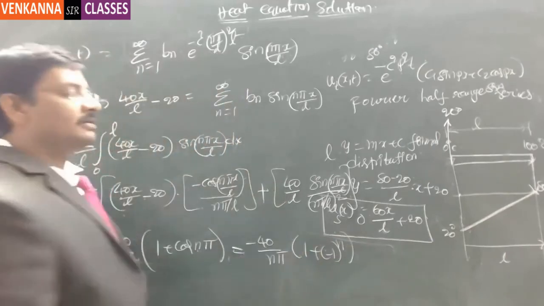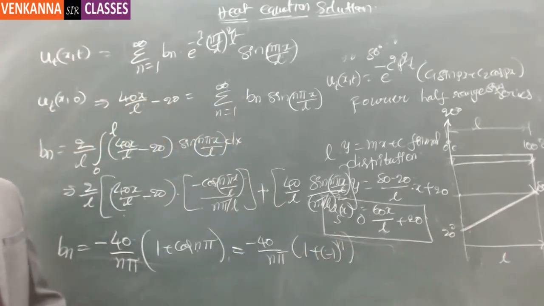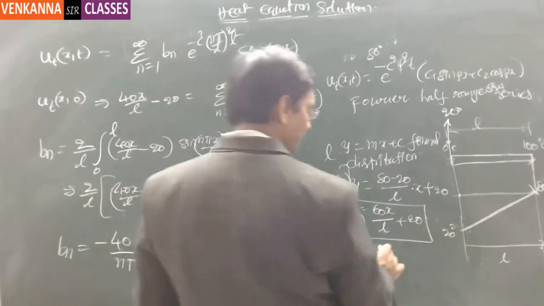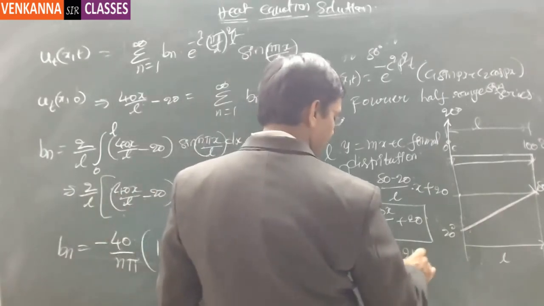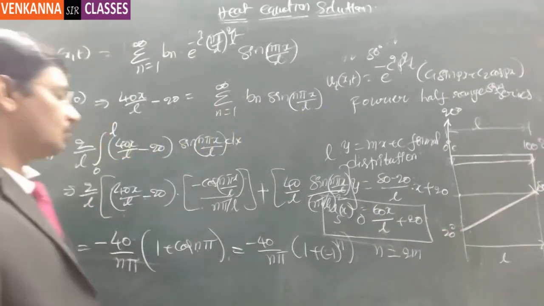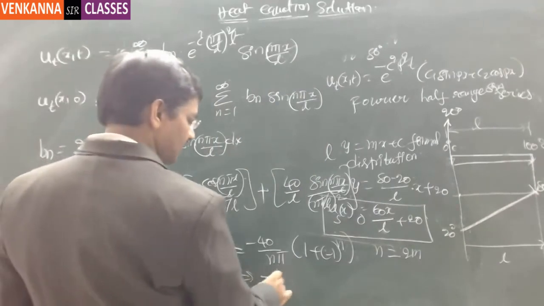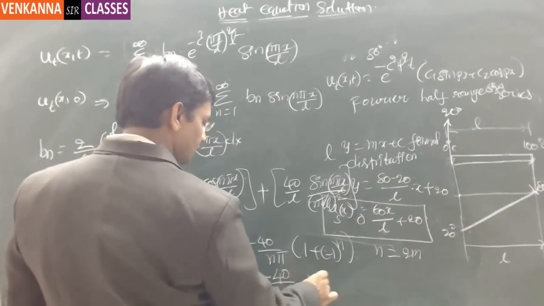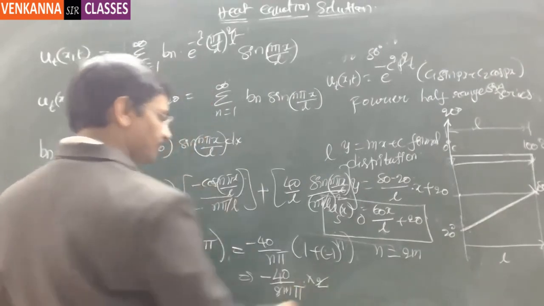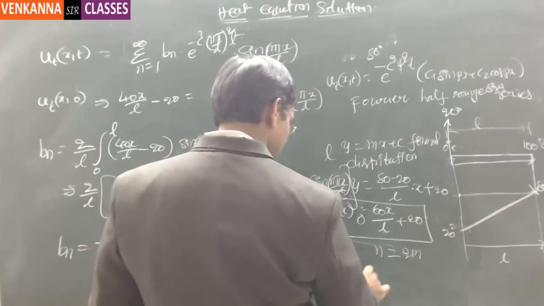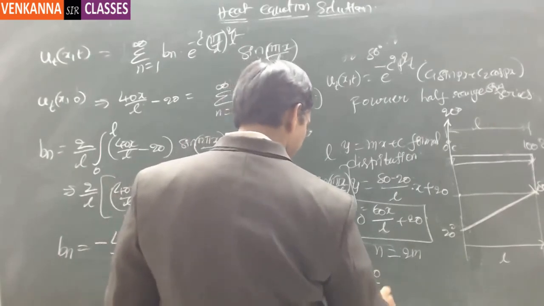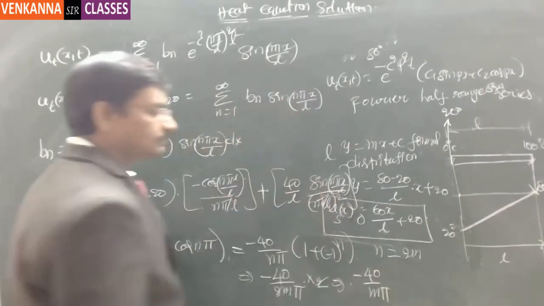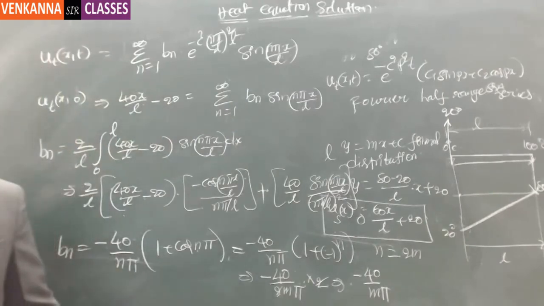Now for any odd number, this is going to be 0, and for any even number, this is going to be 2. So if I take n is equal to 2m, then this is minus 40 divided by 2m pi into 2. So this 2 will cancel. Then this is going to be minus 40 by m pi. Got it? Minus 40 by m pi.